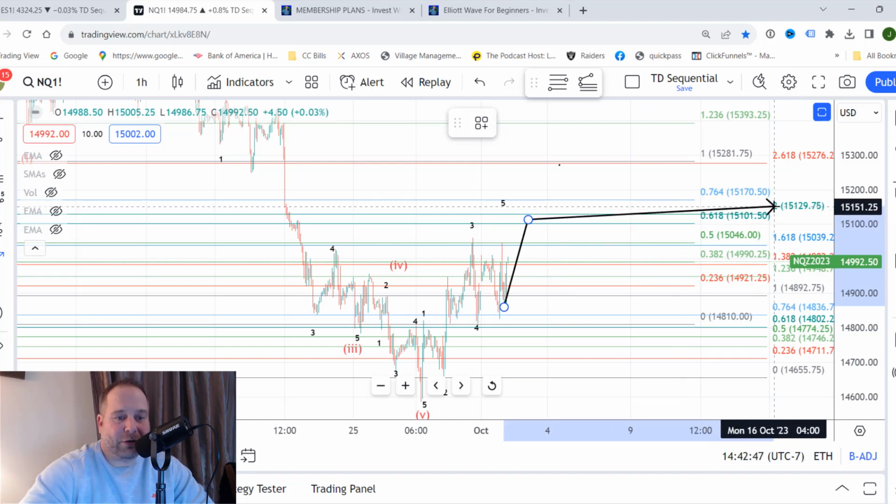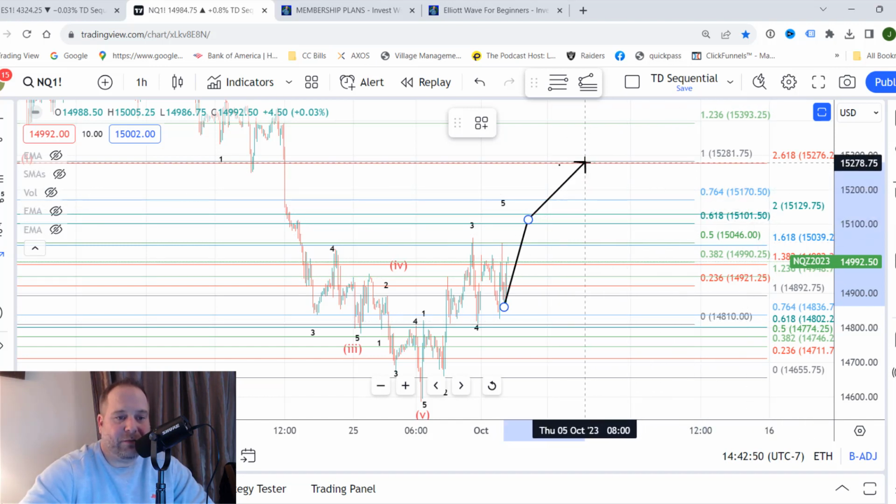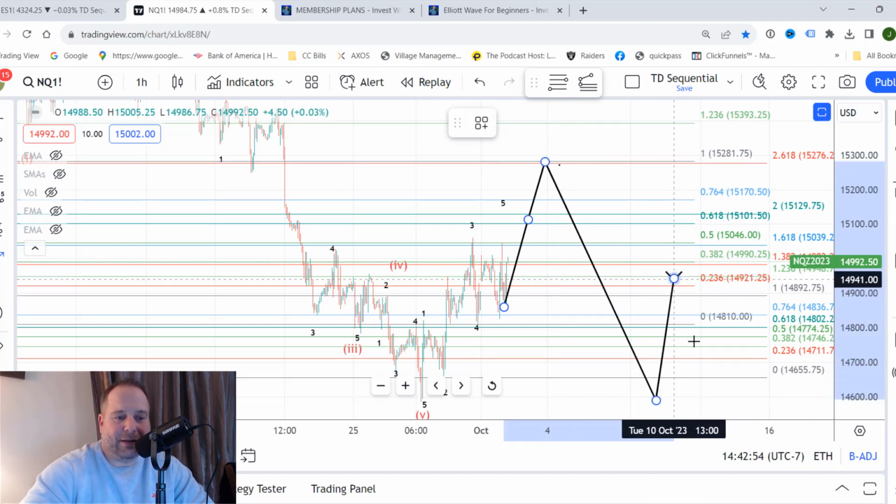If they're able to push over 15,129, then we'd look up to the 15,281 area for an ABC higher before one more C leg down and then a strong reversal after that.